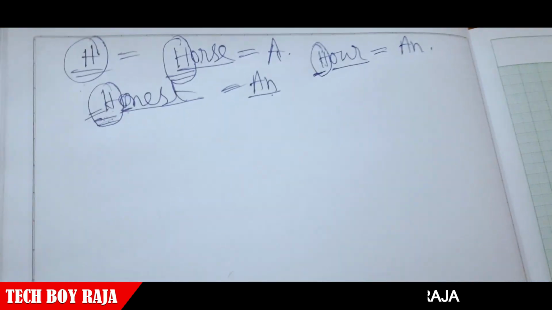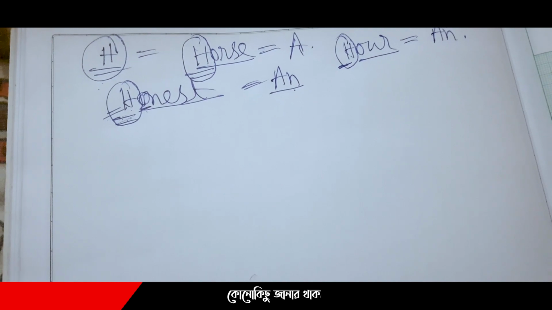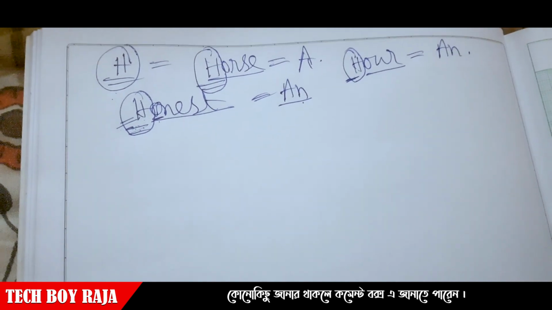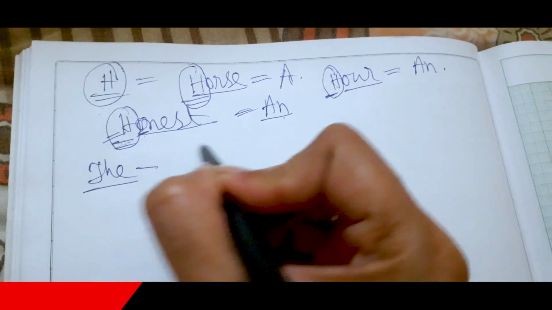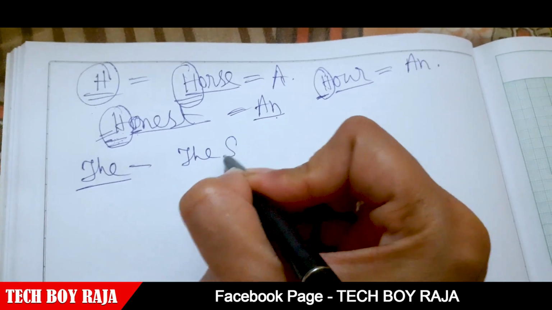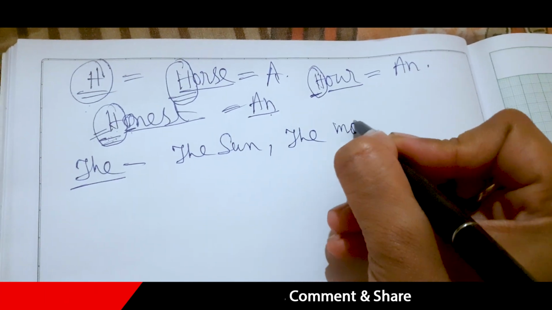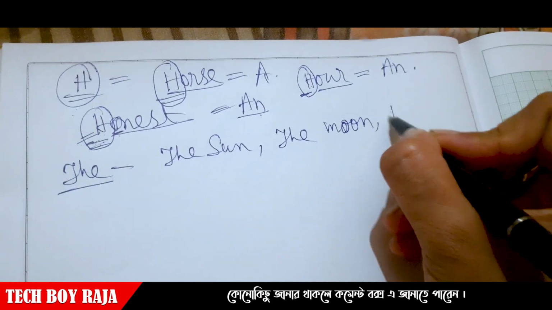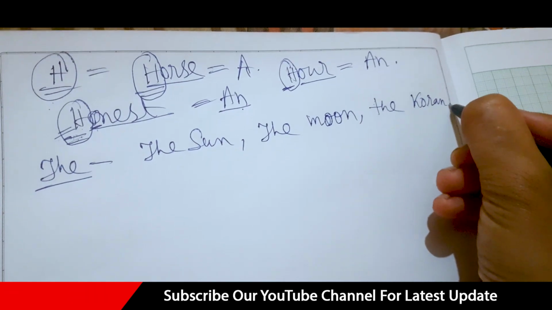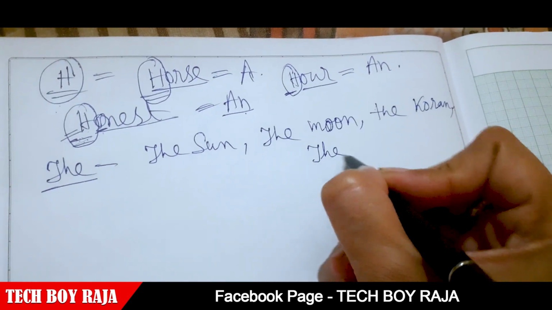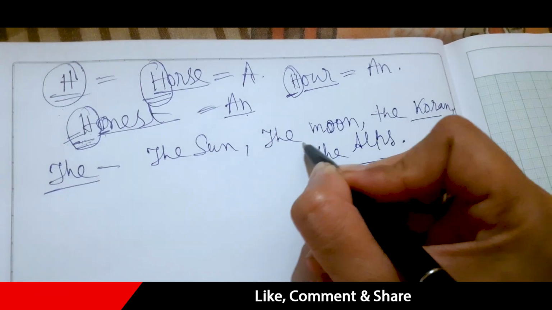Okay, now the use of the. What are the uses of the? Whenever we are particularizing anything, there only the is used, like the sun, already I told, the moon, the Quran, the Alps. Now why am I using this kind of name?